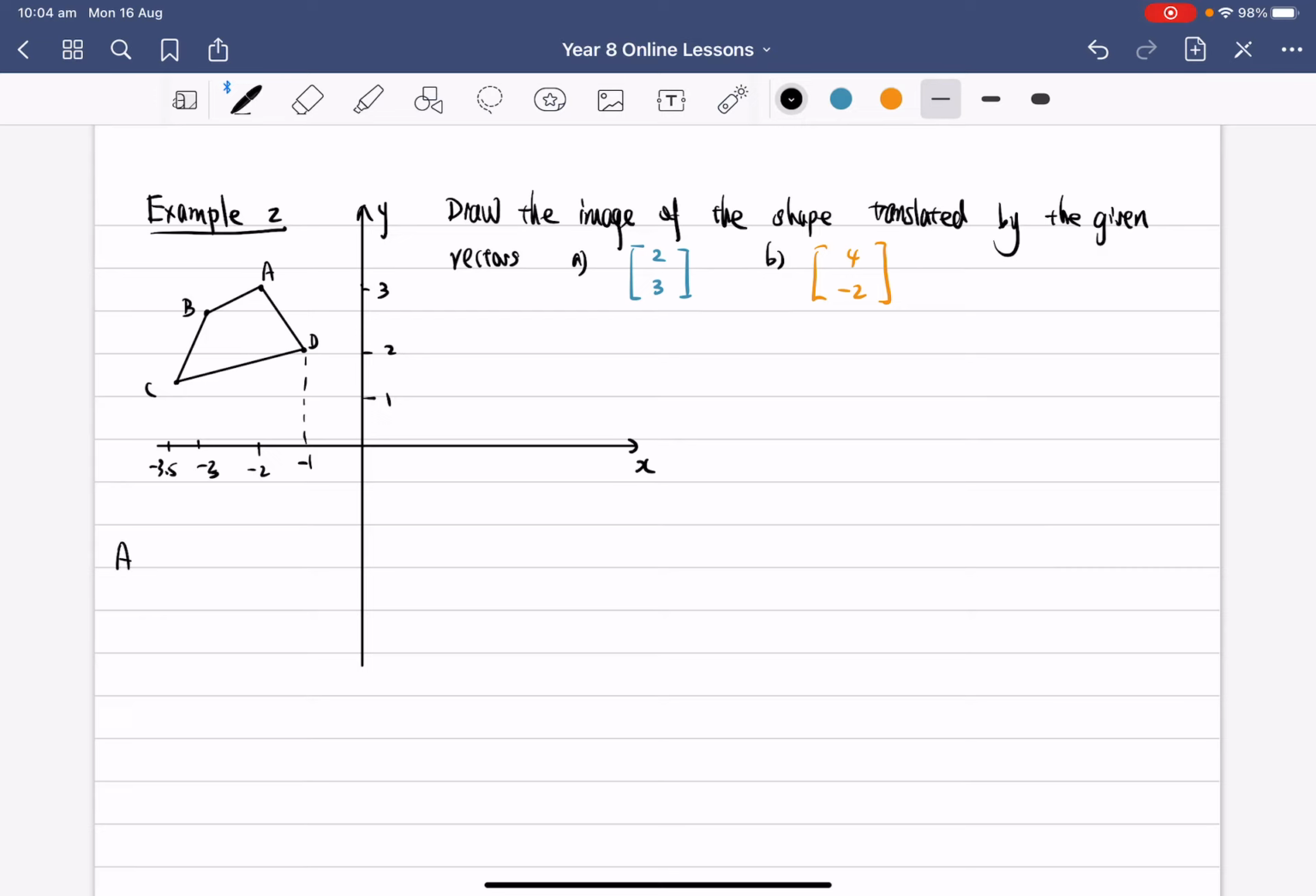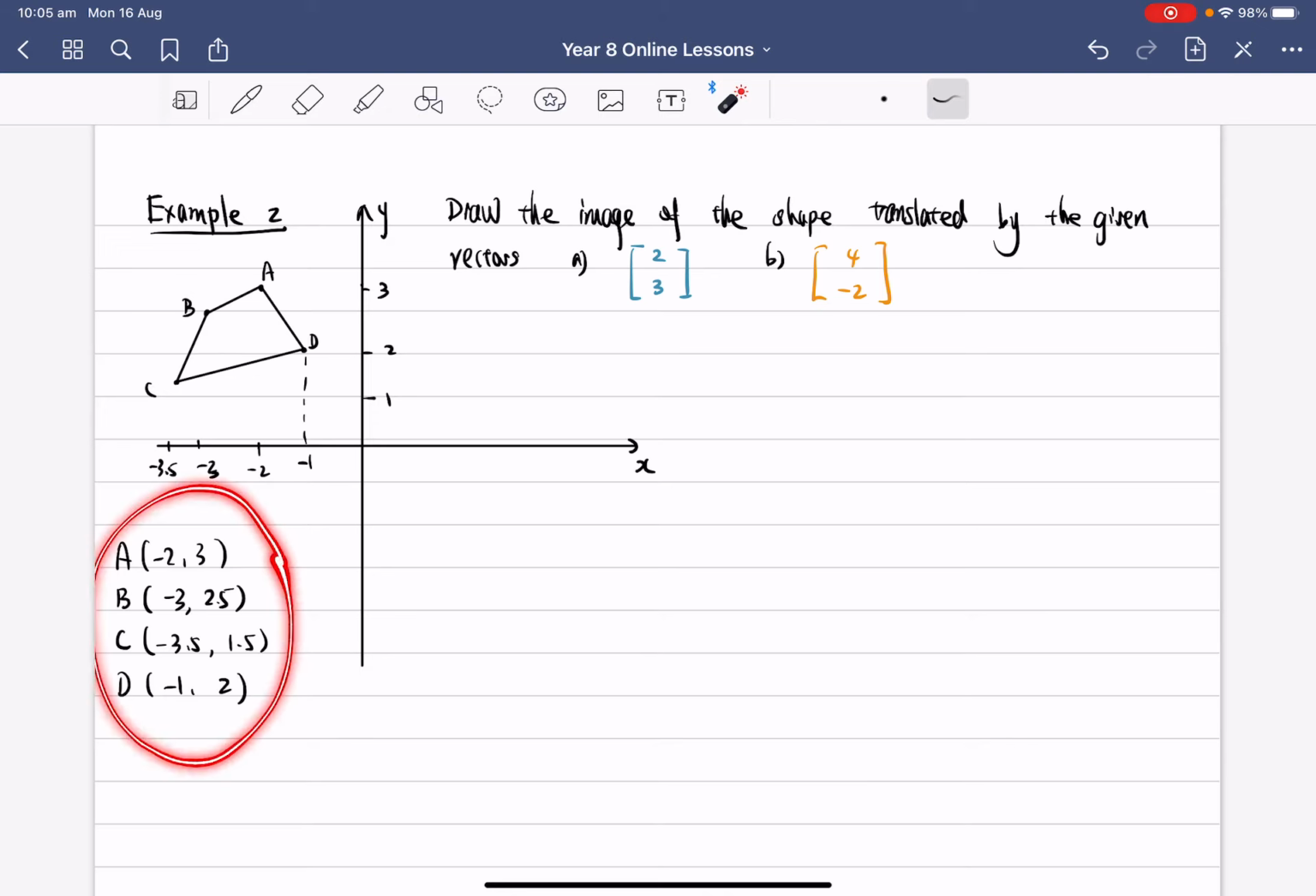So coordinate A is -2 and 3. Coordinate of B is -3 and 2.5. It should be 2.7 maybe, but let's just say 2.5. Coordinate C is -3.5 and 1.5. And the coordinate D is -1 and 2. So we've got everything we need.